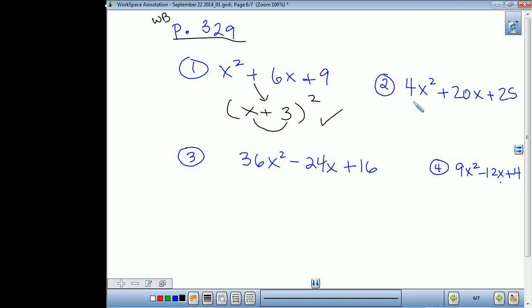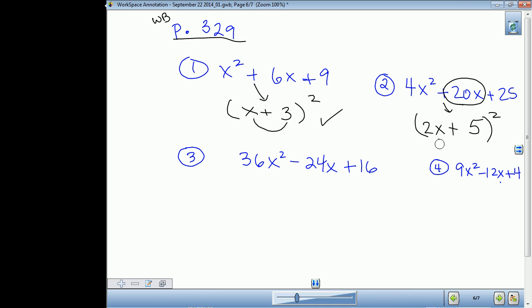Okay. Number 2. Is there any GCF? No. Not on this one. Okay, is the first term a perfect square? Yes. Is the last term a perfect square? Yes. All right, let's try it then. What's the square root of 4x squared? 2x. What's the square root of 25? 5. And the middle sign is positive. If I double the product, does it give me that middle term? Yes, so it works.